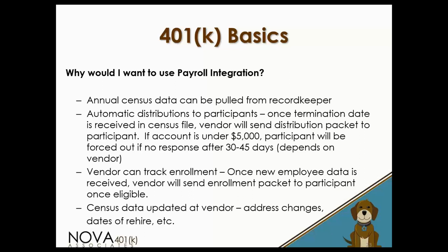And if you are a plan that is getting close to that 100 mark that would make you a large plan, having small accounts not hanging around could also help you to stay under that 100 mark and prevent the need for getting a plan audit. It also allows the record keeper or vendor to track enrollment. So once a new employee meets the plan's eligibility requirements, the record keeper could send enrollment packets to the participants. And this would be particularly useful if your plan is using automatic enrollment as well.